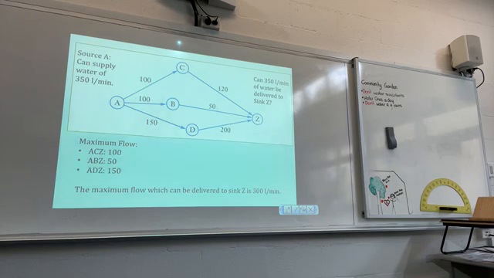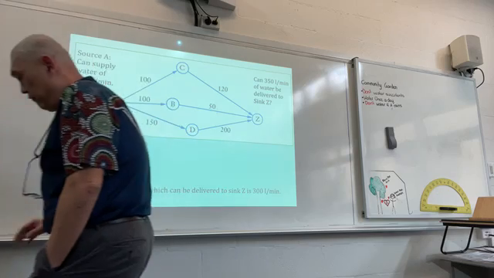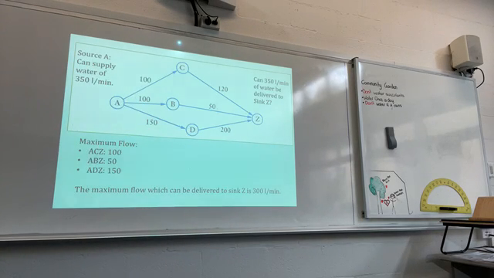So let's think about what I did here. Source A can supply water of 350 liters per minute. It could be from, let's say, a reservoir, a well, or something like that. You can supply 350 liters of water per minute. So the question is, can all these 350 liters per minute be delivered to the sink, Z?